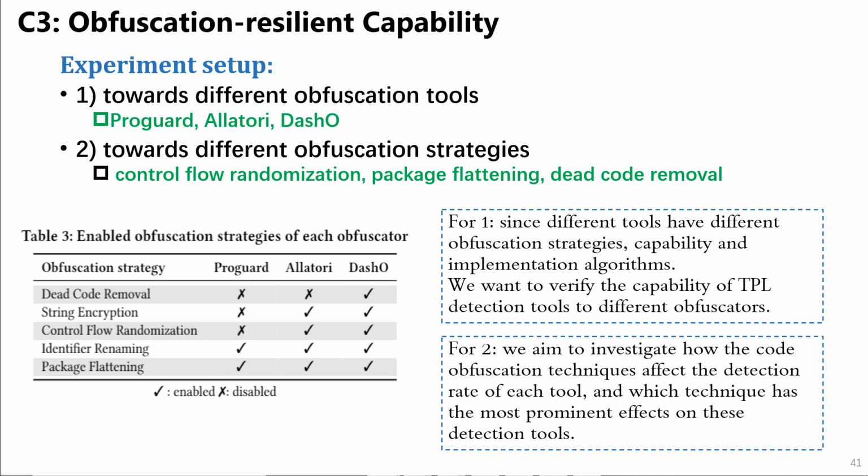The third thing we will compare is the capability of resilience to obfuscation. Therefore, we set 2 experiments. The first one was towards different obfuscation tools. The second one was towards different obfuscation strategies.